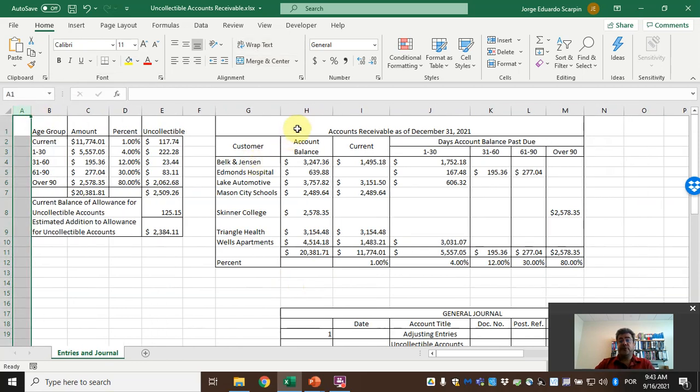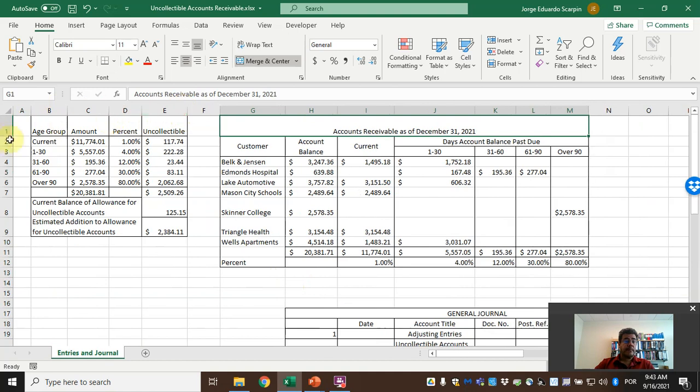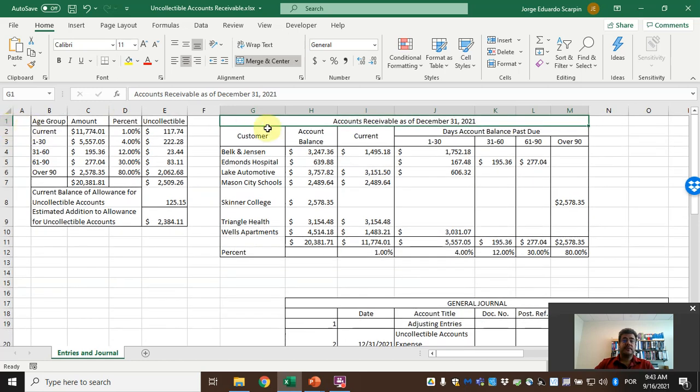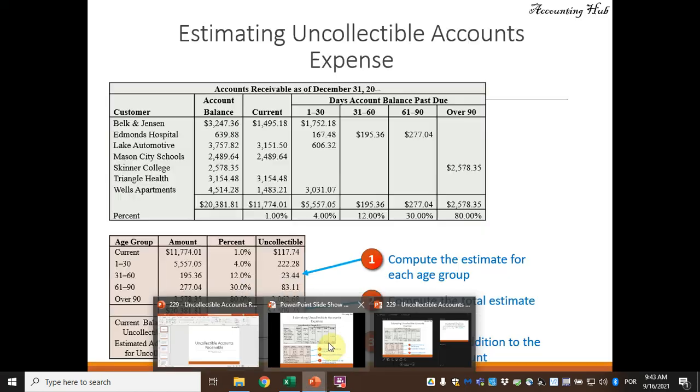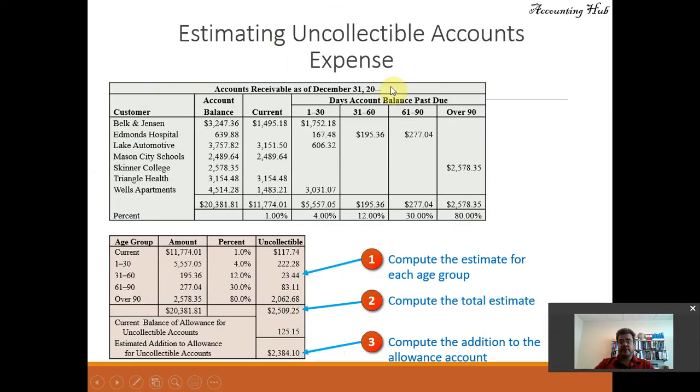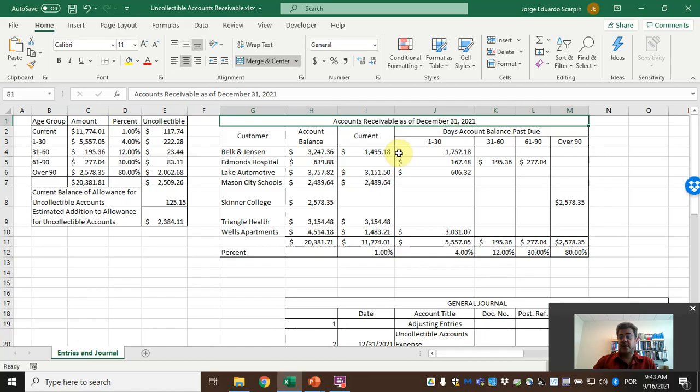It will be easier. So first of all, our accounts receivable as of December 31st. So it is a copy and paste of this first report here. So we have no math here, only given numbers. So okay, let's check based on our records. How much do we have on current? 1 to 30 days, 31 to 60 days, 61 to 90 days, and over 90 days.